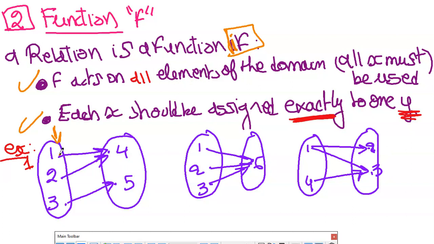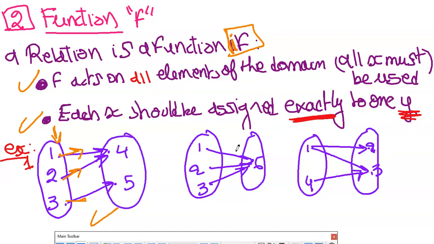Exactly one y is assigned to each x. From 1, I just have one arrow going out. From 2, yes, one arrow. From 3, one arrow. It means I don't have the same x with two y's. So is this a function, yes or no? Yes, this is a function because all the x's are used, and for each x, I have exactly one y. We write it this way.